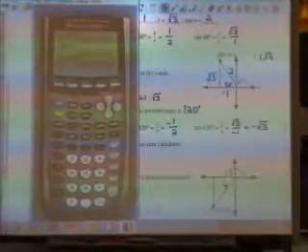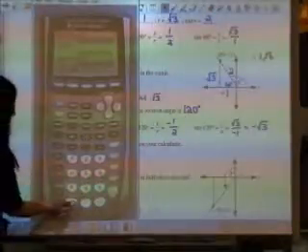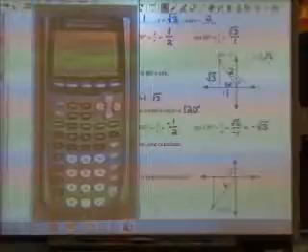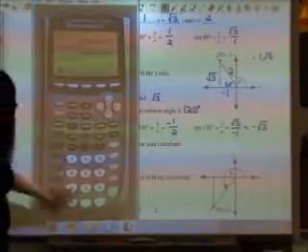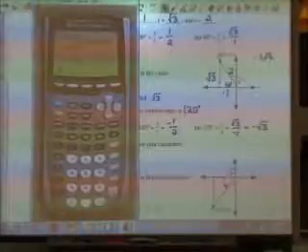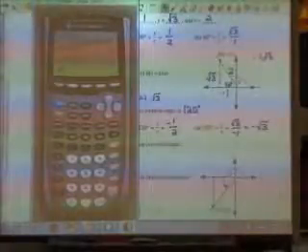If I try cos 60 degrees, there's my 0.5. Cos 120 degrees, my -0.5. And I can do the same thing with tan.